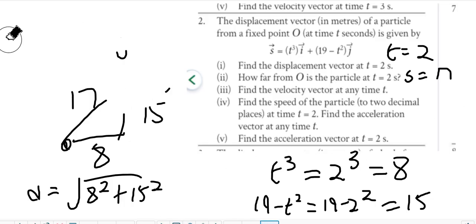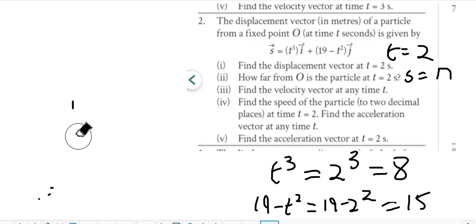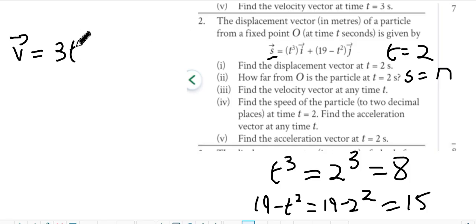The velocity vector. Well, this is very similar to what we did before, isn't it? If your initial equation is distance or displacement, your first derivative should be velocity. So what do you think? Differentiate, and what do we get? So 3t squared i, differentiate t squared, and then differentiate the other one. Minus 2t j, and that tells you your velocity at any given point.